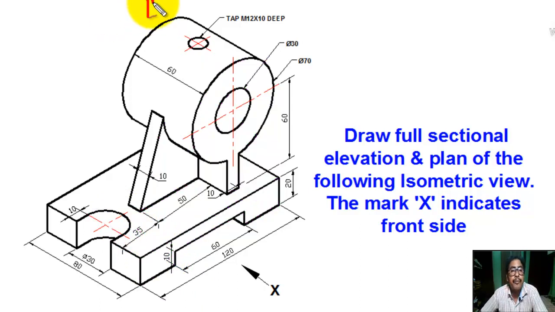See, from top we take the top view. In the top view we see this rectangular portion, this circular portion, this portion, and the half circle portion from top, this portion, and this portion.